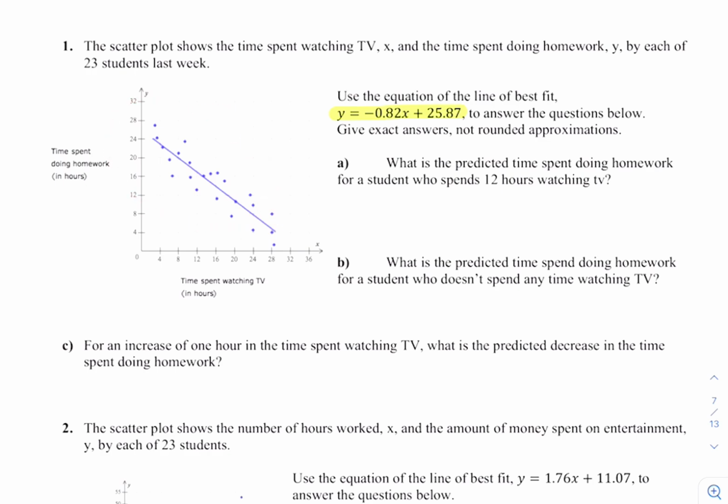Okay. So for part A, it says, what is the predicted time spent doing homework for a student who spends 12 hours watching TV? And if we're looking at this, our watching TV is represented by our X value, and then time spent doing homework is represented by Y. So I'm just substituting that 12 in for the appropriate variable. So in this case, we are substituting 12 into our X and then simplifying.